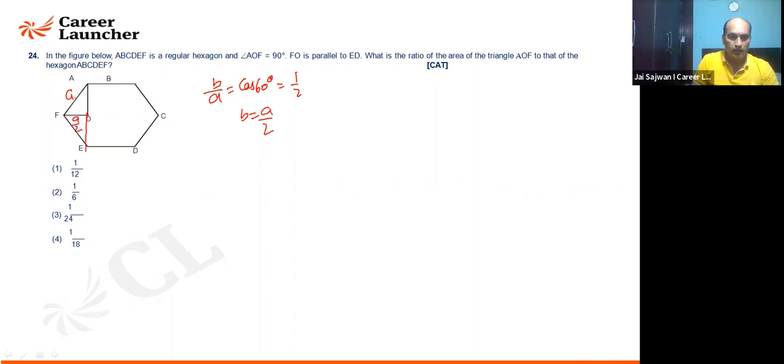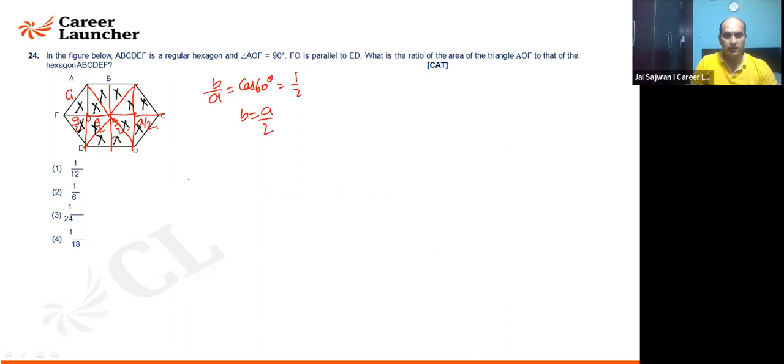If I extend this, can I say this is also A by 2? This is A, I'll divide it in two parts. I'll say this is A by 2, this is A by 2. I'll connect it. Now, all of them are equal in length. If the area of this is X, this will be X, this is X, this is X, this is X. All of them are X.